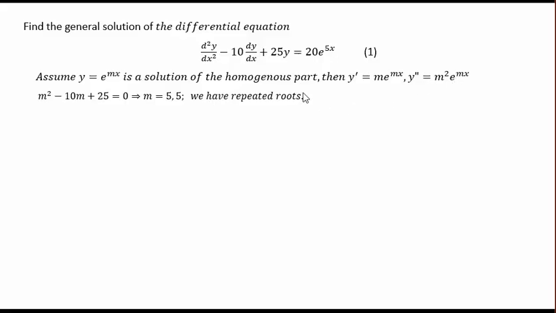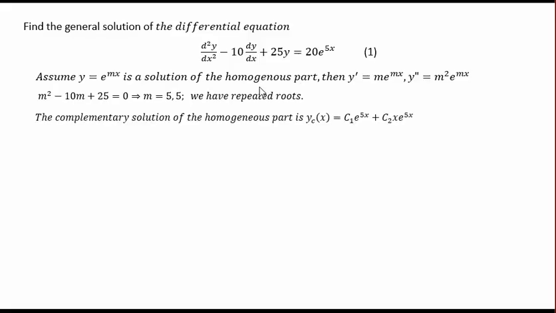Now we can substitute this into our original equation, and we notice that each term has e to the mx, which equates to 0. So that term gets cancelled out, and we're left with m squared minus 10m plus 25 equals 0. When we simplify this, we get m equals 5 and 5, which means we have repeated roots.